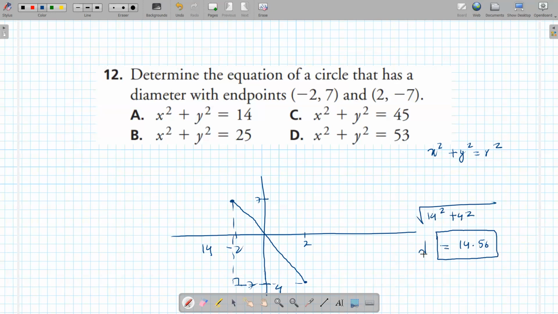How do you find the radius if you have the diameter? You divide it by 2. So I'm going to divide that number by 2, which gives me the radius is √53 exactly. The equation uses r squared. So if r is √53, what's r squared?